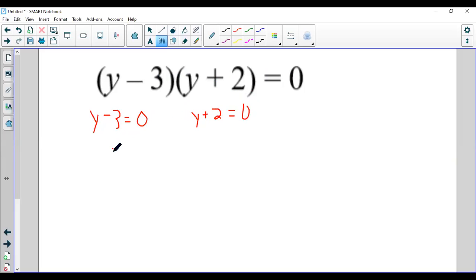I'll add 3 to both sides. And y is equal to 3. And I'll subtract 2 from both sides on this one. And y will be equal to -2. So together, technically, as a final answer, my answer is y is equal to -2 or 3.